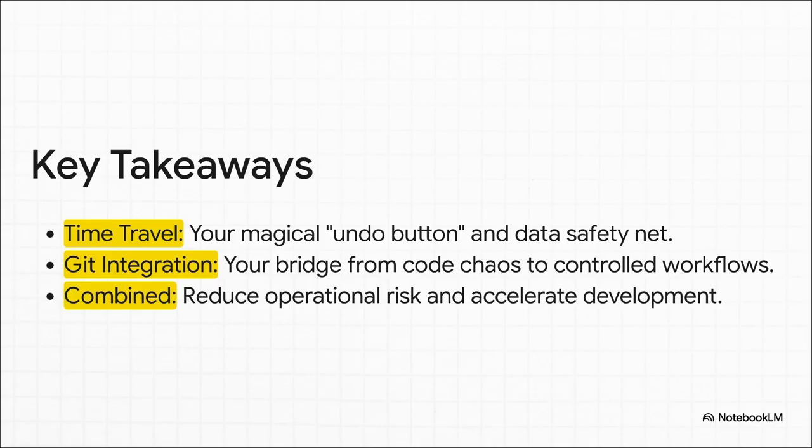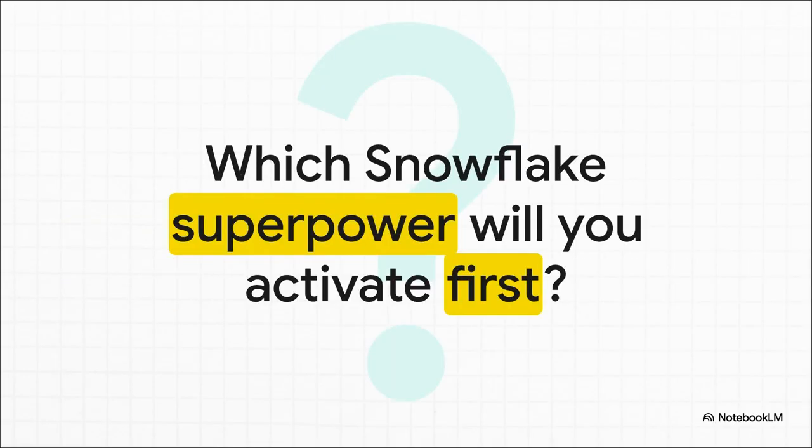And when you put them together, you're talking about seriously reducing risk while letting your team move way faster and with a lot more confidence. So I'll just leave you with this one question. You've now seen what's possible. You've seen these 2 amazing features. The only thing left to decide is, which superpower are you going to activate first?